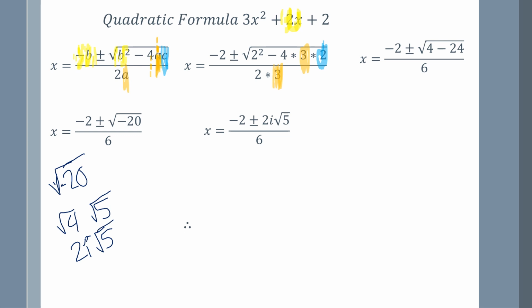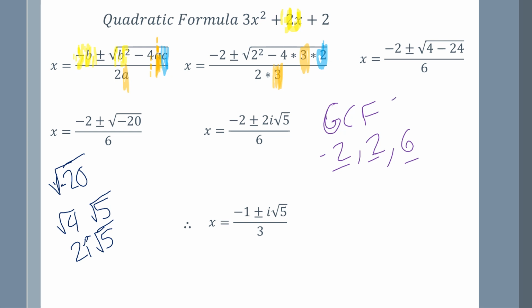Okay, then from there, my final answer, how did I get all of that? How did I get negative 1 plus or minus i square root 5 over 3? Remember, I found the greatest common factor, GCF, of negative 2, positive 2, and 6. And the greatest common factor of all those three numbers is just 2. And therefore, that's how I got negative 1. Alright?